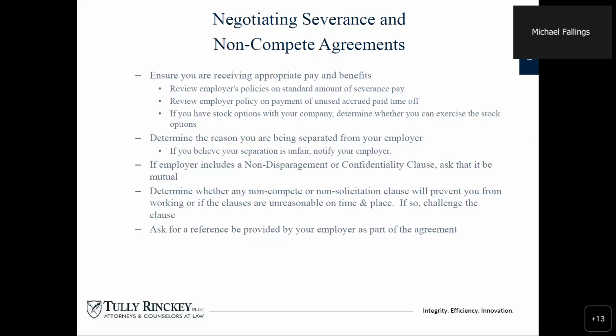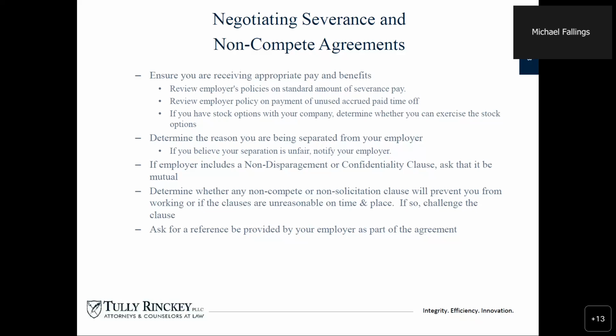As far as negotiating severance and non-compete agreements, here are some main tips for negotiating these types of agreements. First, you should ensure that you're receiving appropriate pay and benefits if you're offered severance. Review the employer's policies for any standard amount of severance paid. Review the employer's policies on payment of unused accrued paid time off. Typically, employers will have policies regarding what, if any, paid time off that the employees accrued will be paid. But you want to make sure that the agreement you've been given includes language that's in line with the policy of the employer.